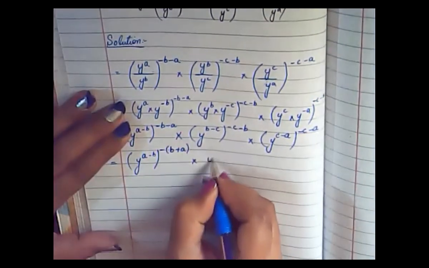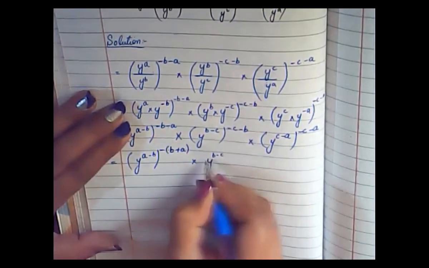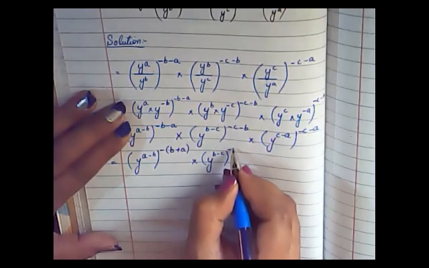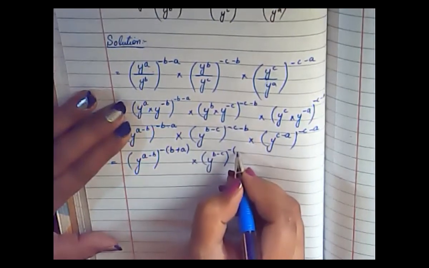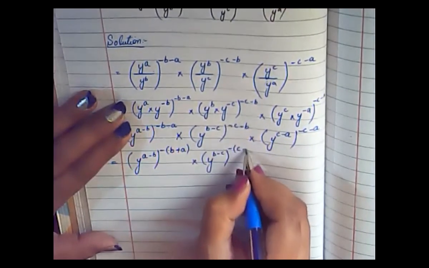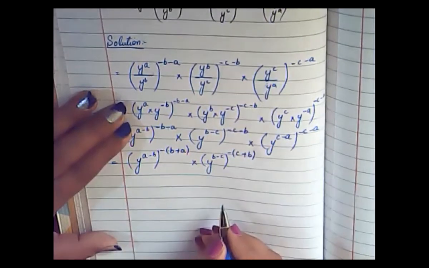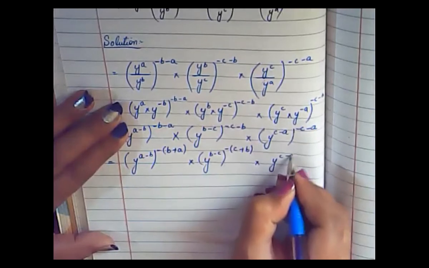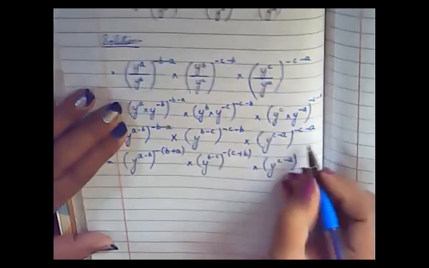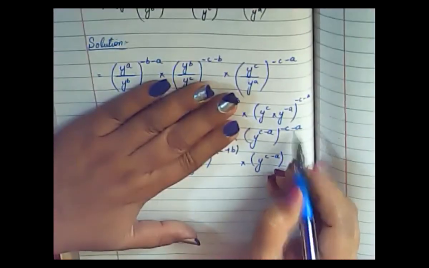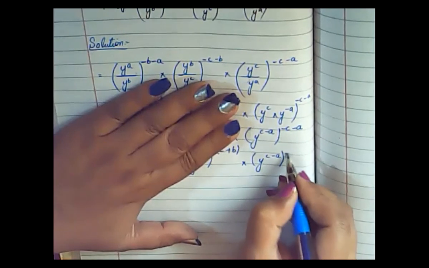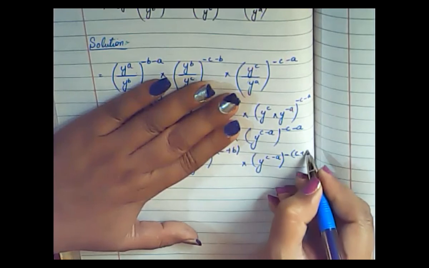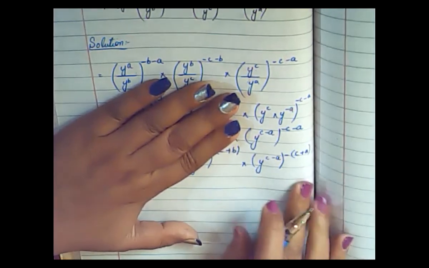Same will happen with this one. It will remain the same, b minus c. And now I'm going to take the minus as a common sign and multiply this minus with the minus, so it will become minus minus plus b. Understand? Then multiplied by y to the c minus a whole power. Now again minus minus will be plus, so we are going to write it down with minus as a common sign, and minus minus will be plus, so c plus a, bracket close.